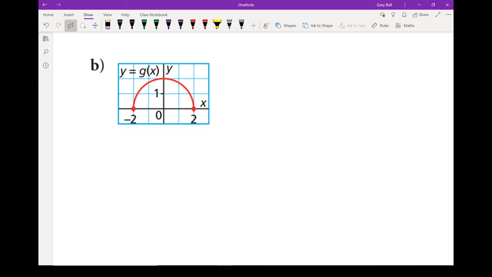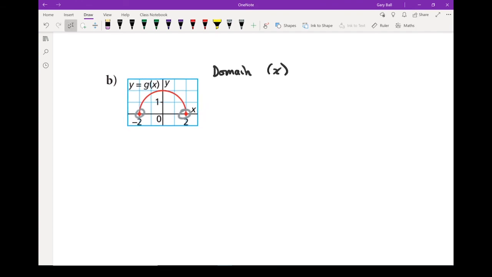Let's look at this next one, much the same. When we look at it, we've got dots there. That means it stops there. It doesn't go on forever. So when we look at our domain, where we're talking about our x values, our biggest x value is going to be 2, and our minimum x value right there is negative 2. So my domain has a minimum of negative 2. X is equal to or larger than that, but it's less than or equal to positive 2. So what you're saying, x can be anything in between negative 2 and positive 2, because we find the graph all through this area right here.